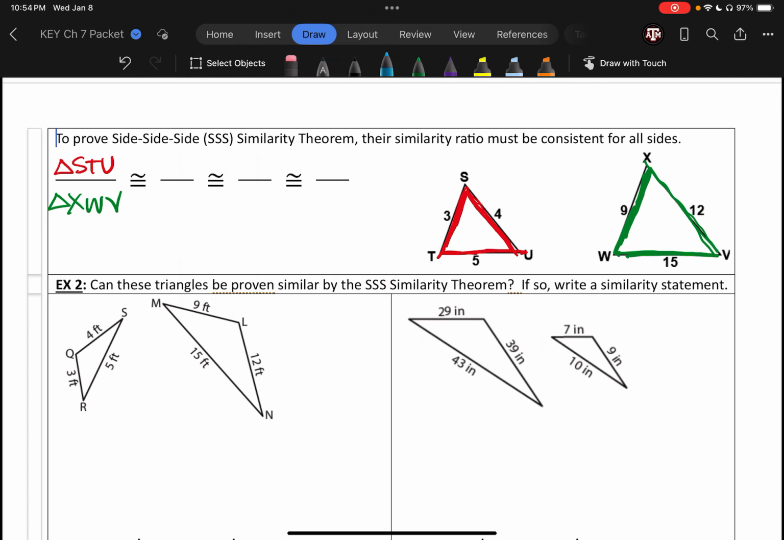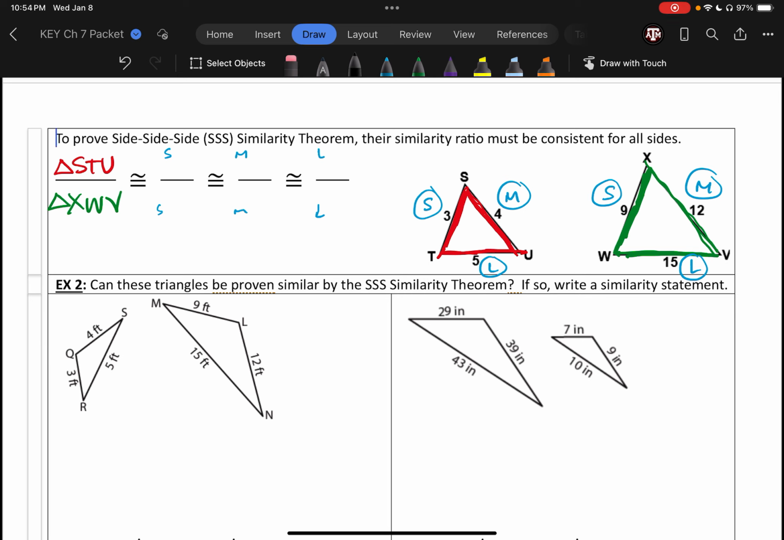So if I take a look here, we're going to label our sides in the red triangle. 3 is the smallest, 4 is the medium, 5 is the largest. In the green triangle, smallest is 9, medium is 12, largest is 15, right? So the ratios that you set up here, essentially what we're doing is writing small over small, medium over medium, large over large. Okay, now we're going to focus on those numbers here.